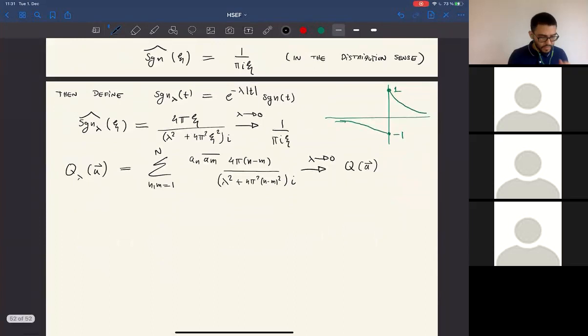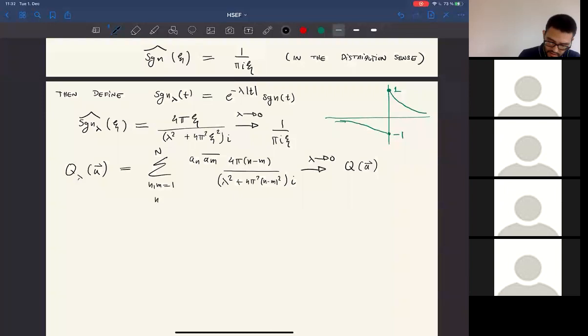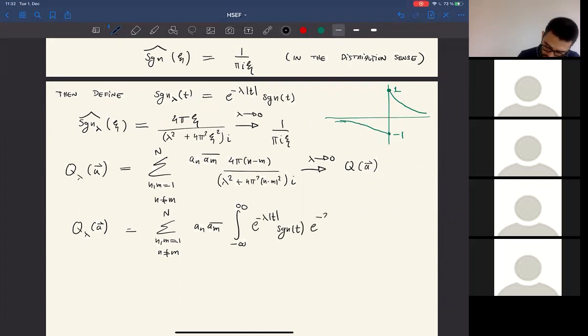Okay. So now this is n different than m. Now I know something nice, and I can write this as a Fourier transform. So let me write it. So q lambda of a, and this is the crucial trick. This is the integral from minus infinity to infinity of the function I wrote, e to minus lambda modulus of t, sine of t, e to minus 2πi t, evaluated at the point n minus m, so let me put n minus m, t.